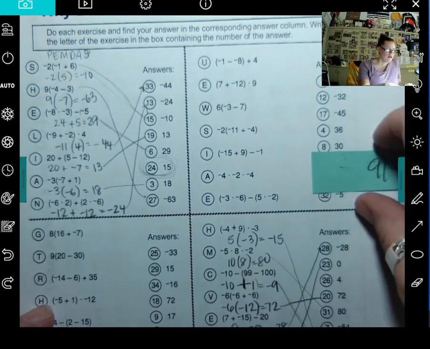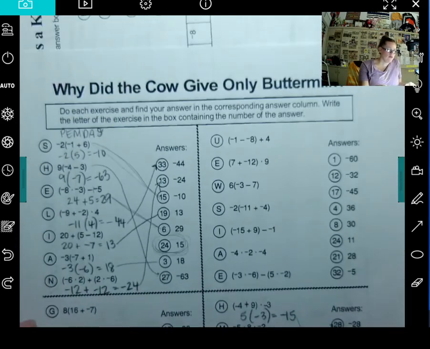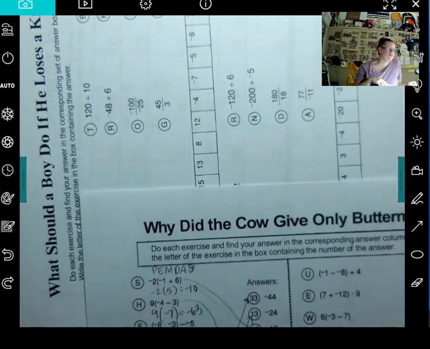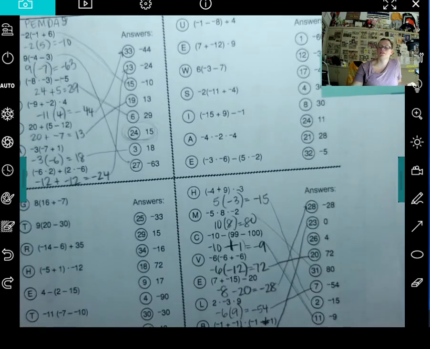So, why did the cow only give buttermilk? Get me your answer, and then on Friday we will do this, what should a boy do if he loses a knee? All right. Have a good day.